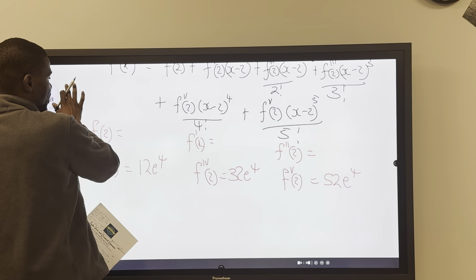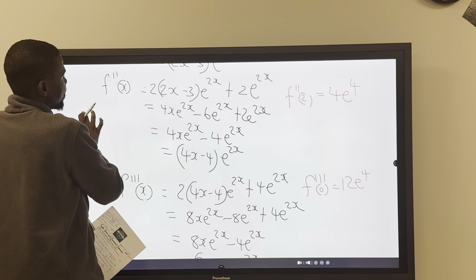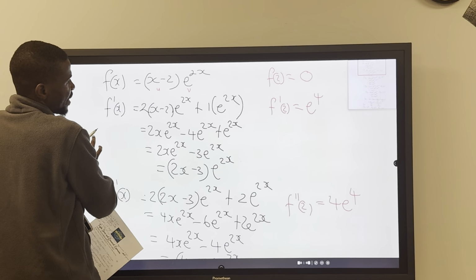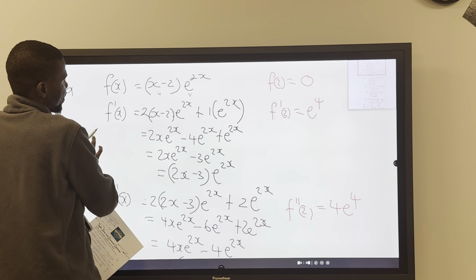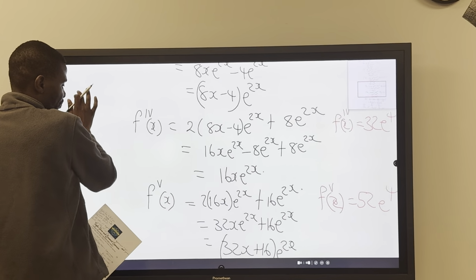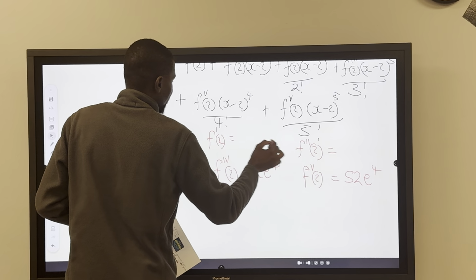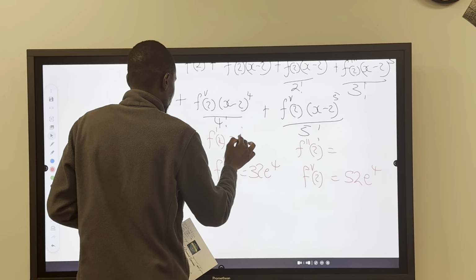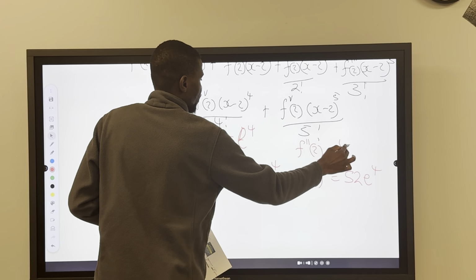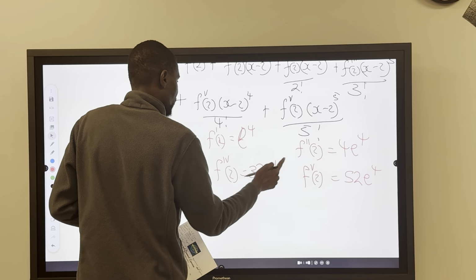What about the second and first derivative? The second and first derivative, so that's 4 and e and 0. So I have 0, e to the fourth and 4 e to the fourth. So now we have 1, 2, 3, 4, 5 terms.